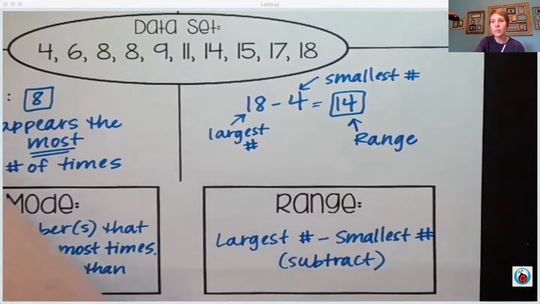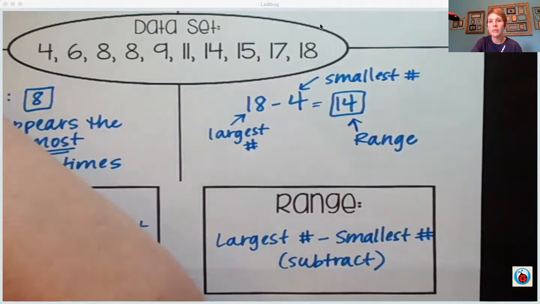All right, ladies and gentlemen, that is it for our lesson on mean, median, mode, and range. Feel free to watch the video as many times as you need. Feel free to print the notes out multiple times if you need to. It's totally up to you.